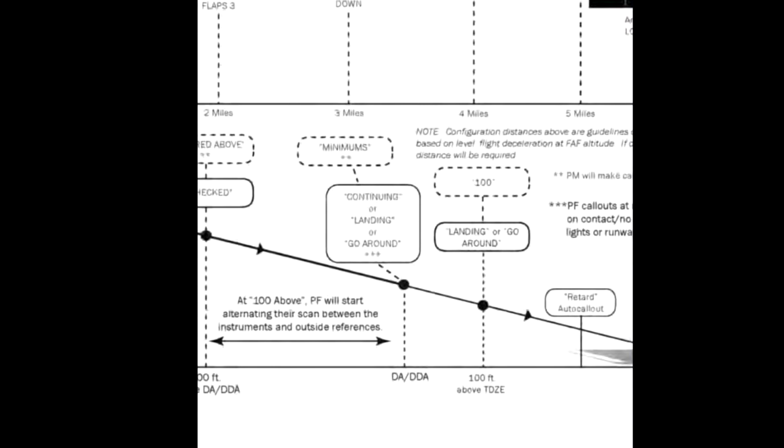The minute that he or she hears landing, they know they've avoided any other calls. But until then, they're concerned about that 100 feet above touchdown zone, because at that point, whether it be an auto call at 100 or, if not made, the first officer will make it, they'll have to call go around.